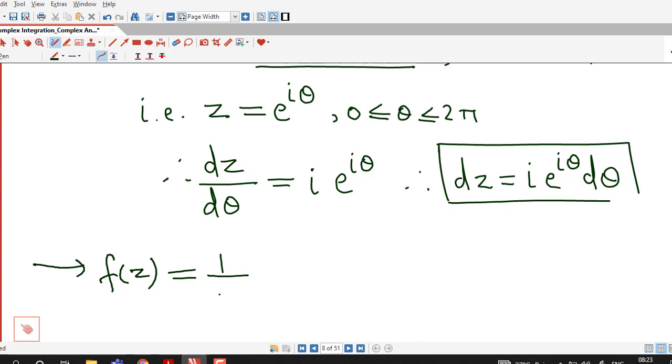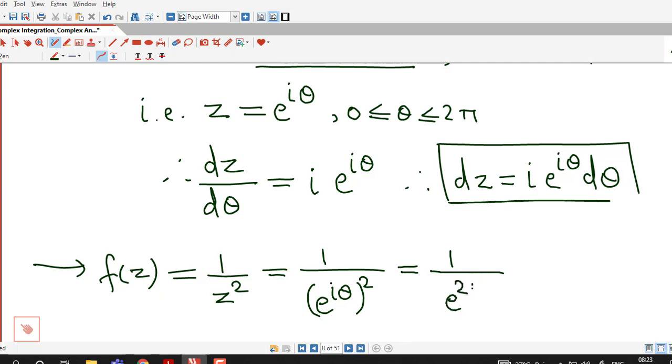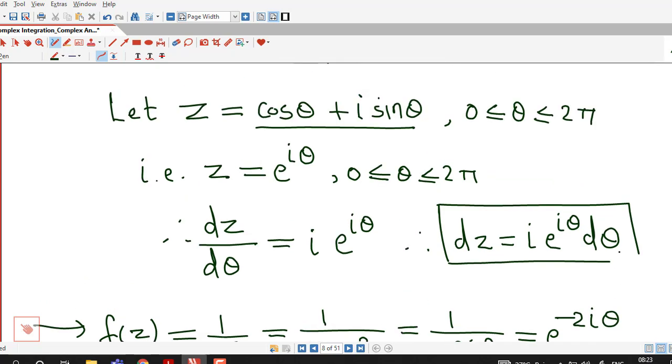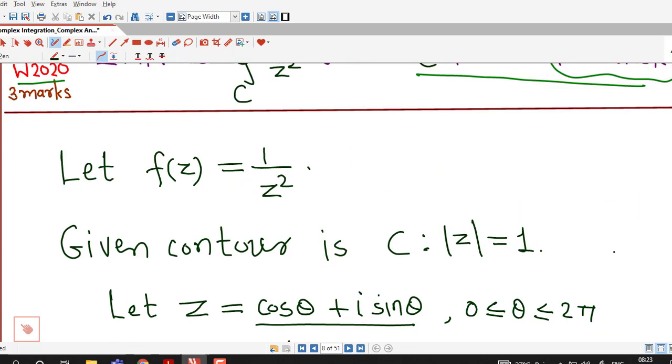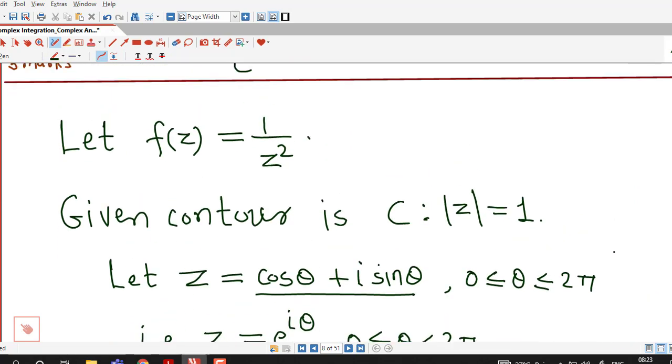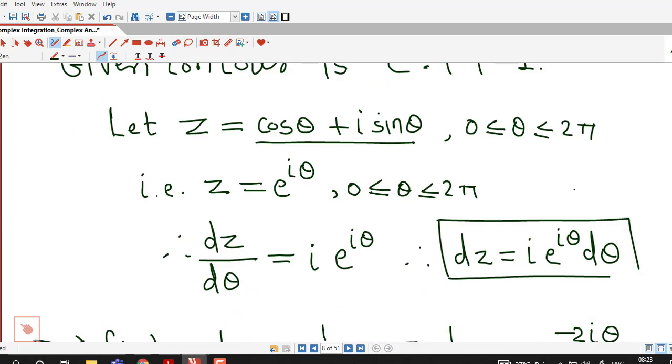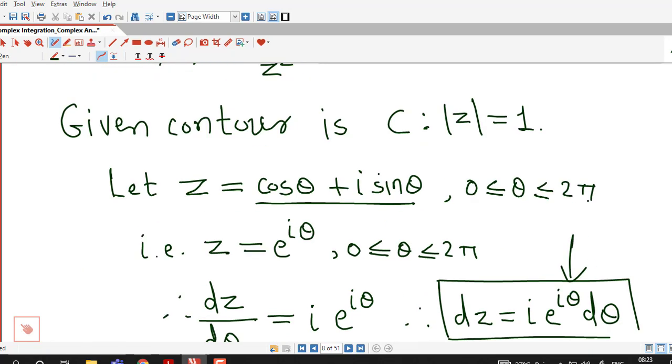So we put z equal to e raised to I theta here. Since we have z square, we have e raised to I theta, whole square. So this is 1 divided by e raised to 2 I theta, and this we can rewrite as e raised to minus 2 I theta. So f of z is converted in terms of theta, and this dz is also converted in terms of theta.